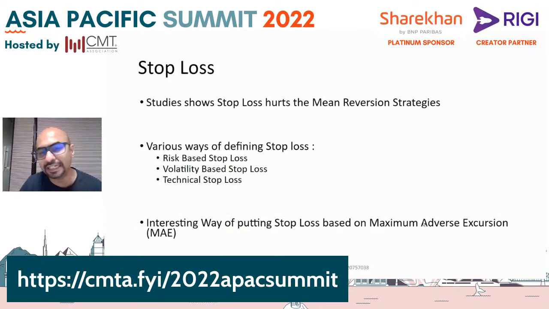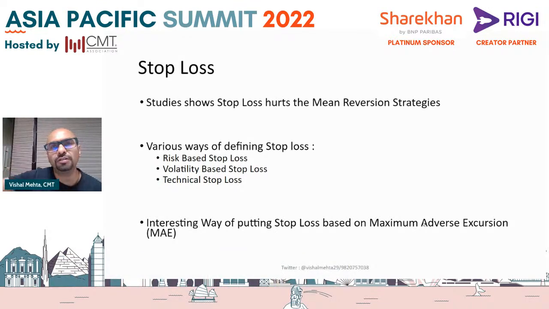We figured out a very interesting way of putting a stop loss called maximum adverse excursion. This is what I learned from CMT, by the way, guys. Usually people talk about percentage stop loss: if you have sold, put a stop loss 3% above, or 5% above. But this was the most interesting way that I learned when I was studying for my CMT, called MAE-based stop loss. What does it do?